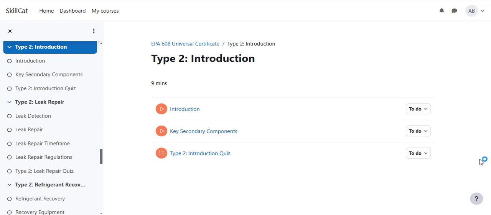We will continue here the course of EPA 608 Universal Certificate. Now we will start in Type 2 with the introduction. This is the start of Type 2.